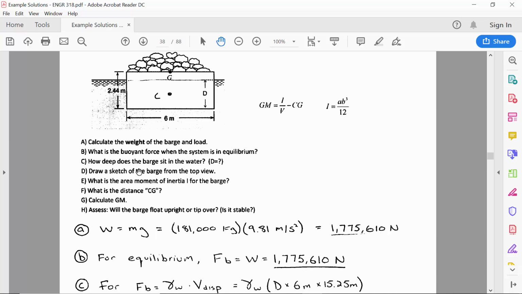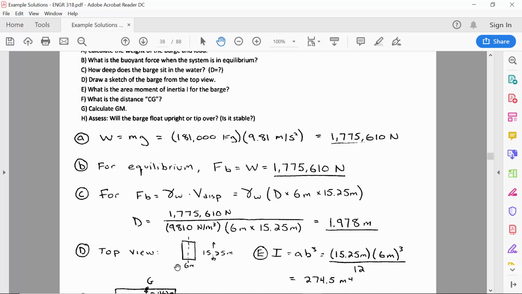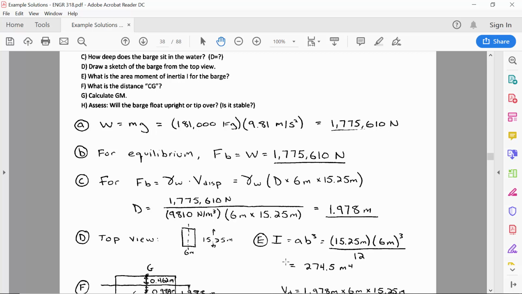Now the sketch of the barge from the top view, I asked you to do that just so that you don't accidentally use 6 and 2.44 in the area moment of inertia. That would be a mistake, and it would be an easy one to make because till now, anytime we've used area moment of inertia, we have been talking about some vertical projection. So maybe your first reflex would be, okay, this is A, this is B cubed, but that's the wrong approach. We need to do a sketch of the waterline. From a top view, the barge looks like 6 meters wide and 15.25 meters in length. That helps us then to address E, which is the area moment of inertia of the barge, 274.5 meters to the fourth.